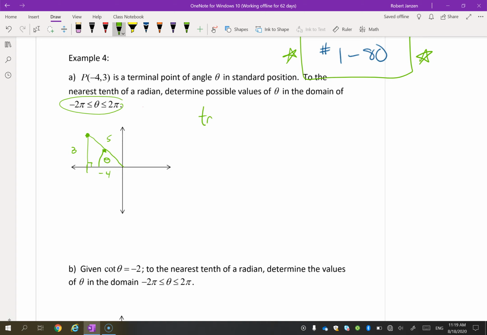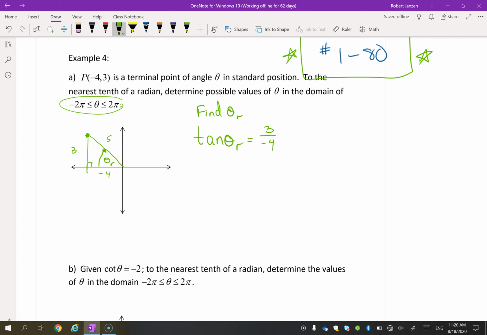I know that tan of theta is 3 over negative 4. Now, bad news, I'm not going to do that. Why not? Well, first of all, this is not really theta. This is my reference angle. So I want to find the reference angle first. So I can do tan of the reference angle is equal to 3 over negative 4.